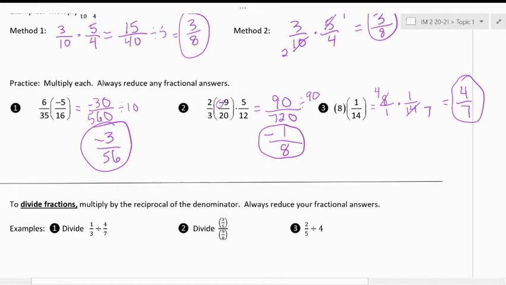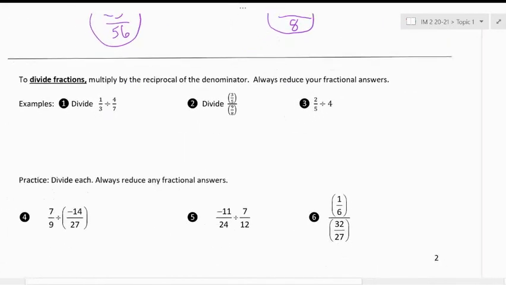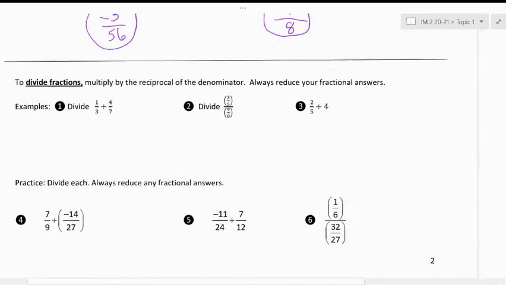So that's our multiplication. Division is not too much different. In math, we like to be lazy and change problems we don't know into problems we do know. So to divide fractions, you multiply by the reciprocal of the second fraction. I don't know why it says denominator. Always reduce your fractional answers.